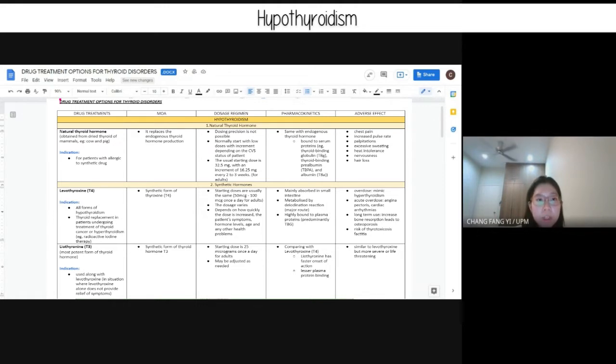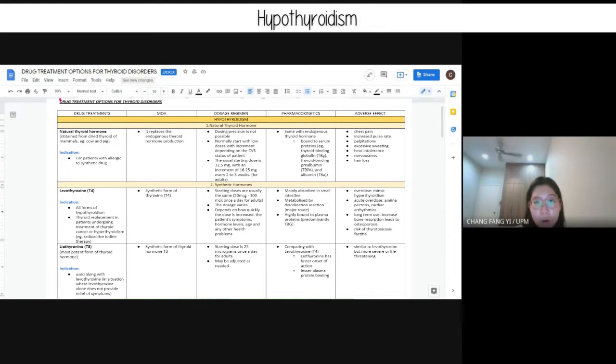And we give the natural thyroid hormone when the patient has an allergic reaction to the synthetic hormones drug, which I'll be talking about later. So the mechanism of action for natural thyroid hormone is similar to the thyroid hormones in our body because it will just replace the endogenous thyroid hormone production, therefore increasing the level of thyroid hormone in our body, and then it will help with the condition of hypothyroidism.